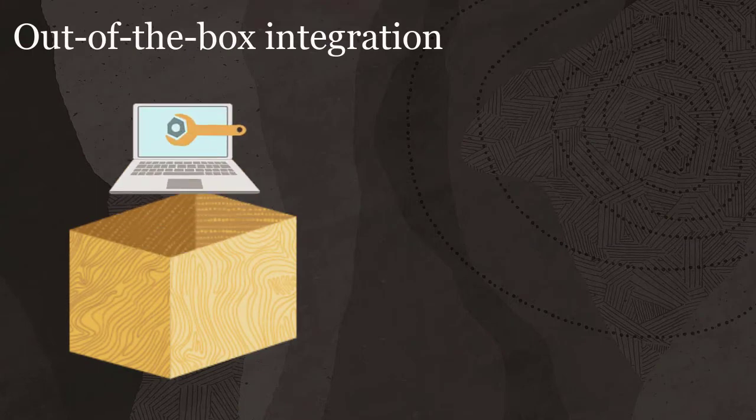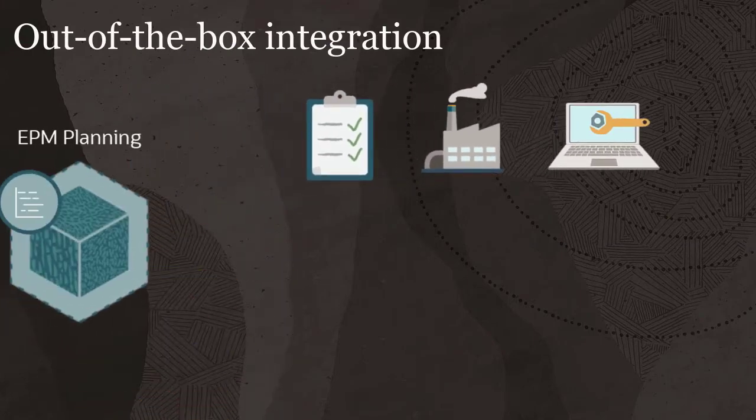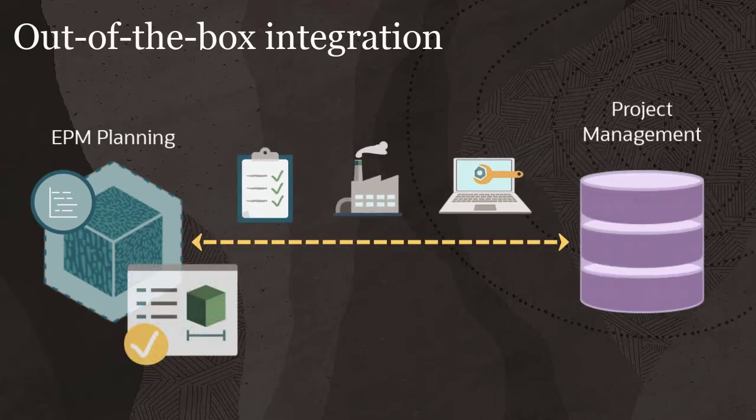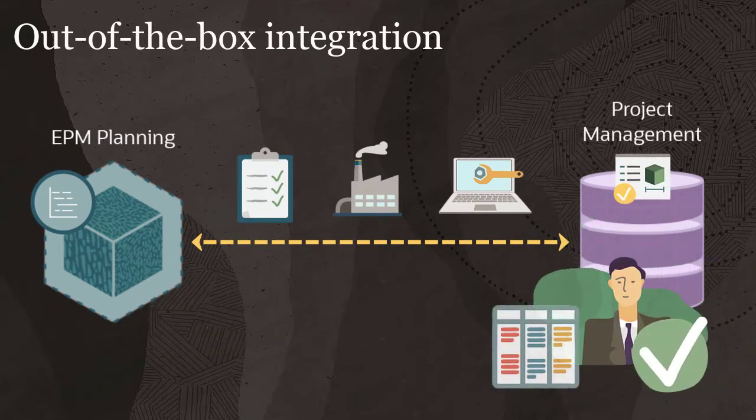You can integrate indirect, capital, and non-sponsored project types from the EPM Planning Projects module with Project Management. After you create and approve projects in the EPM Projects module, send them to Project Management for detailed task-level budgeting and control.